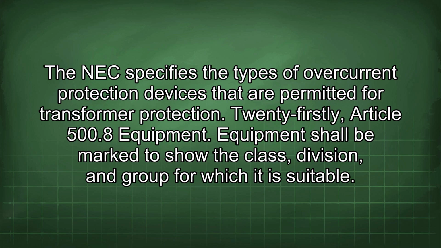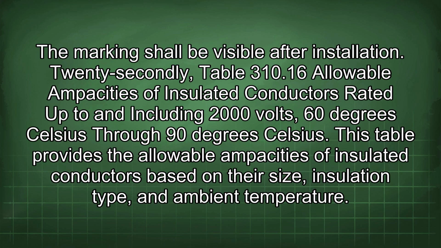Twenty-first, Article 500.8 Equipment. Equipment shall be marked to show the class, division, and group for which it is suitable. The marking shall be visible after installation.